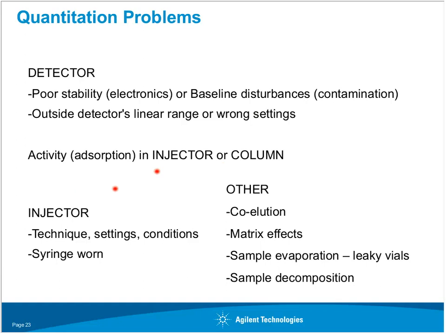In the injector, it could be the technique, the settings, the condition. It could be caused by a worn syringe. Again, the syringes do not last forever. The other thing, think about it, it could be coelution, matrix effects, sample evaporation, leaky vials. I talked about that a little earlier. And actually sample decomposition. The sample integrity is critical to this.